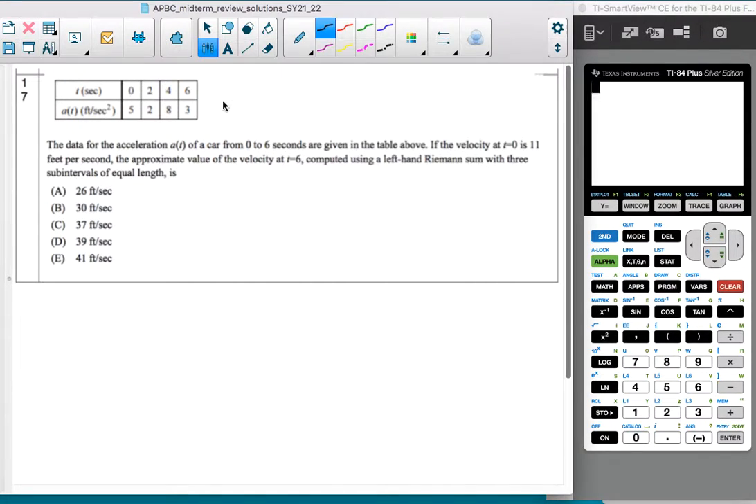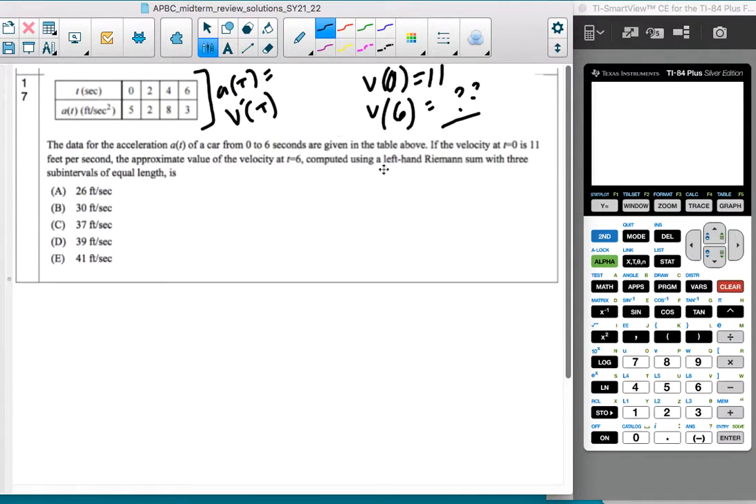So we're given this information about acceleration, which for the record is v prime of t. We are told that v of 0 is 11, and we want v of 6. That's what we want. This is definitely a first fundamental theorem of calculus question.